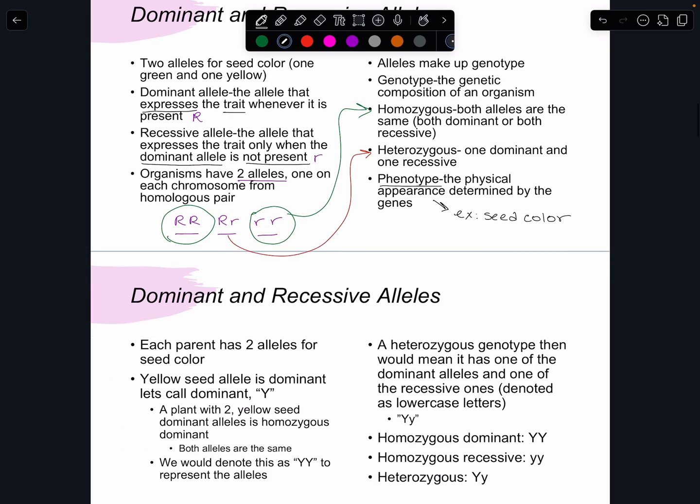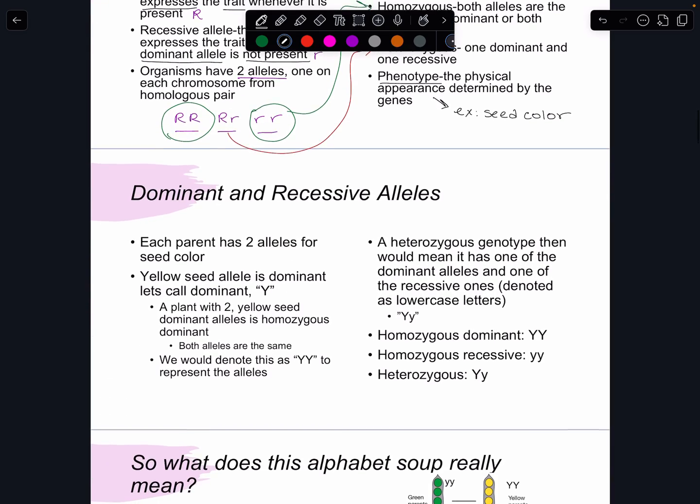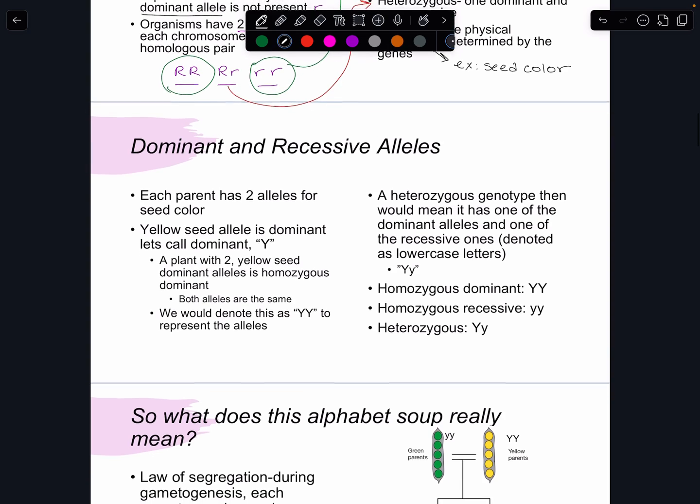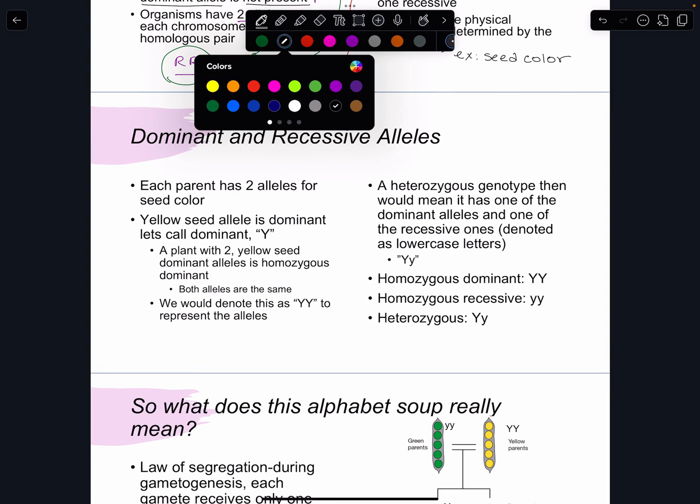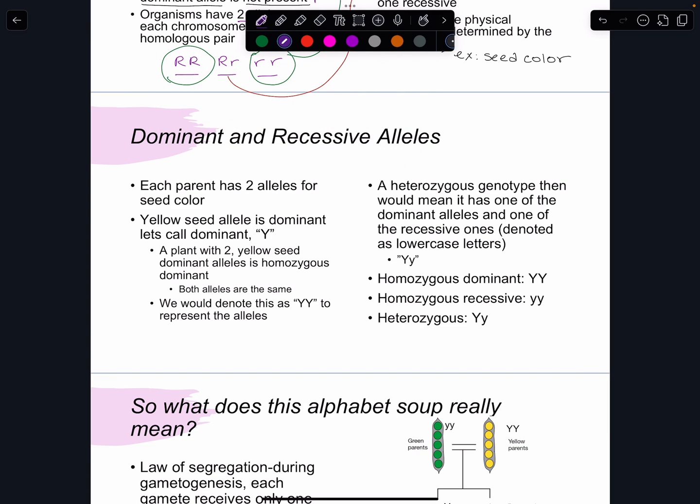Okay, so dominant and recessive alleles. We went over this before and used R, but let's go over it just in case. Each parent has two alleles for seed color. Let's do dark purple. The yellow seed allele is dominant. I think I said green in the last slide. So the yellow seed is dominant. That means if the allele for yellow is present, it will express.